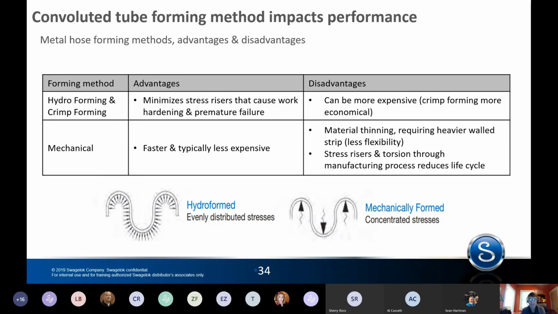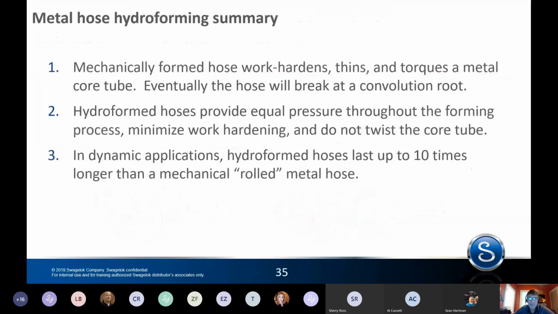The disadvantage is it's slower. It takes a lot longer to make a hose, and so therefore that comes out a little bit in the price. It takes a little more technology also to do it, more complicated machinery, and a little more know-how on how to make the hose. But the performance improvement is drastic. And what we've seen here in the bottom bullet is, in dynamic applications, hydroformed hoses will last 10 times or more, we're actually learning now, than a mechanical rolled hose.